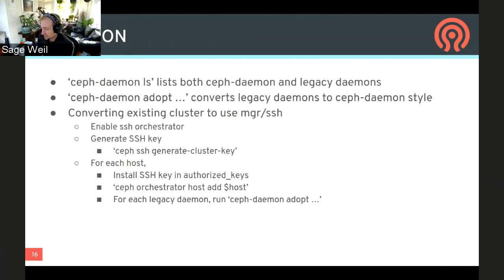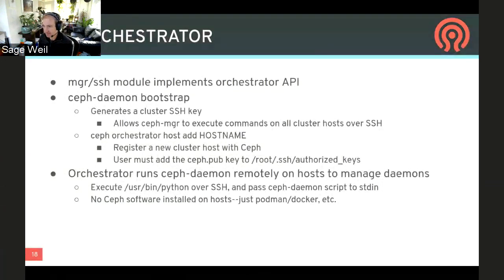There's an adopt function that will take old daemons and just rename the directories basically so they're in the new style. So to take an existing old cluster and just convert it to the new style is basically a big for loop. It's pretty straightforward. There's going to be an Ansible playbook, I think, that'll do this and so on. The SSH Orchestrator just runs this over the network.